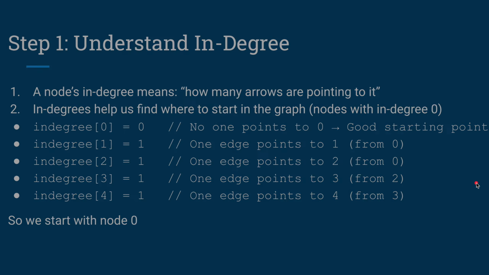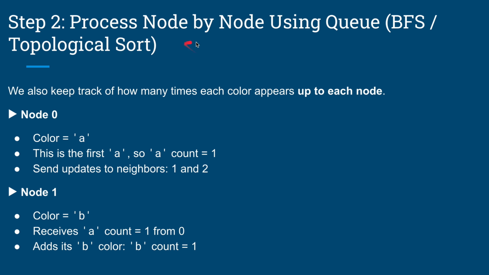So we'll start with node 0, and then we'll process by node using the queue and BFS, or you can say topological sort. We also keep track of how many times each color appears up to each node. So at node 0 we'll start. The color is A, so this is the first A. We'll mark it as 1, and we'll send the update to the neighbors, that is 1 and 2.